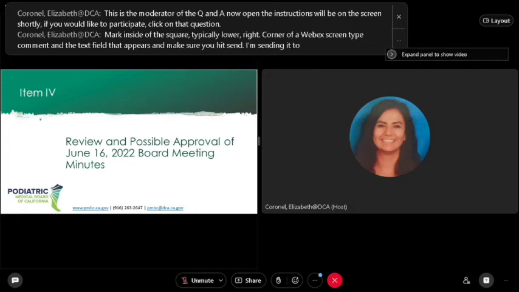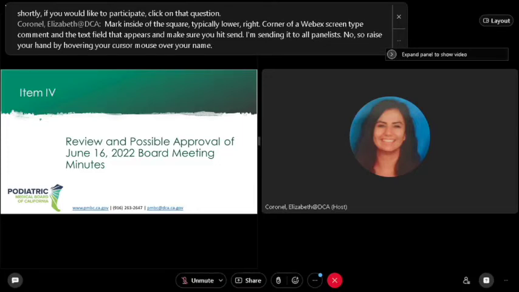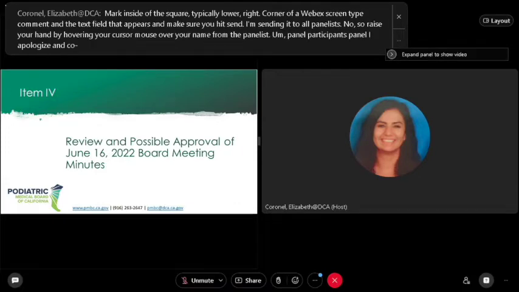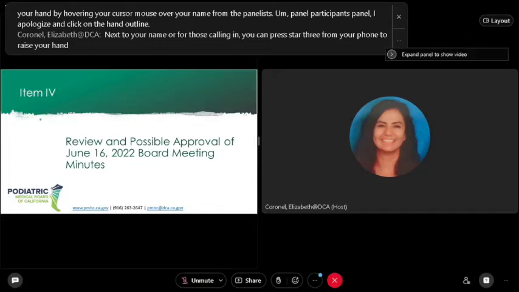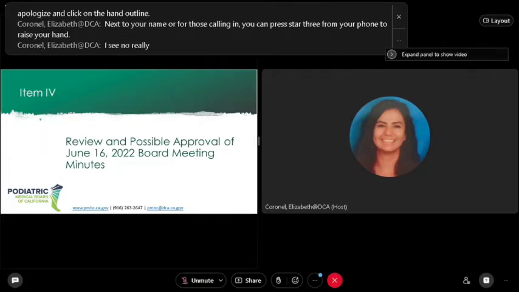You can also raise your hand by hovering your cursor or mouse over your name from the participants panel, and click on the hand outline next to your name, or for those calling in, you can press *3 from your phone to raise your hand. I see no requests coming in. Would you like me to close the Q&A feature? Yes, please.